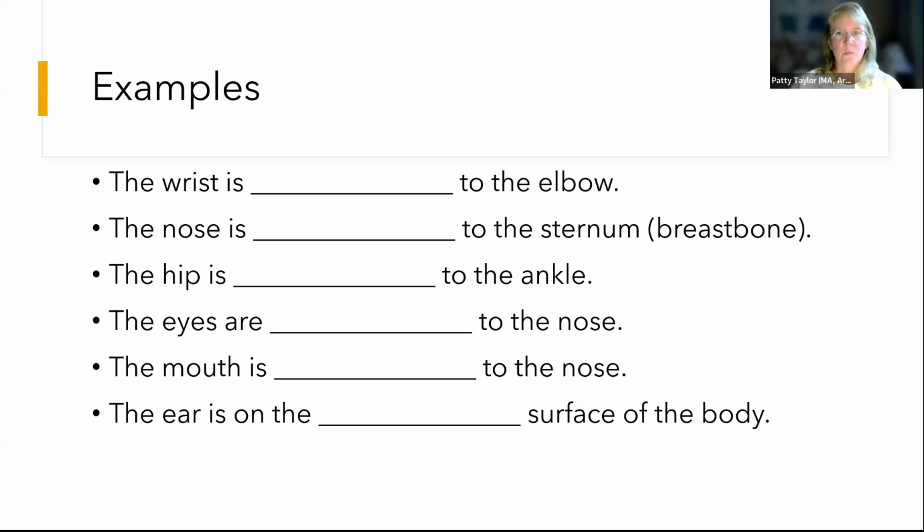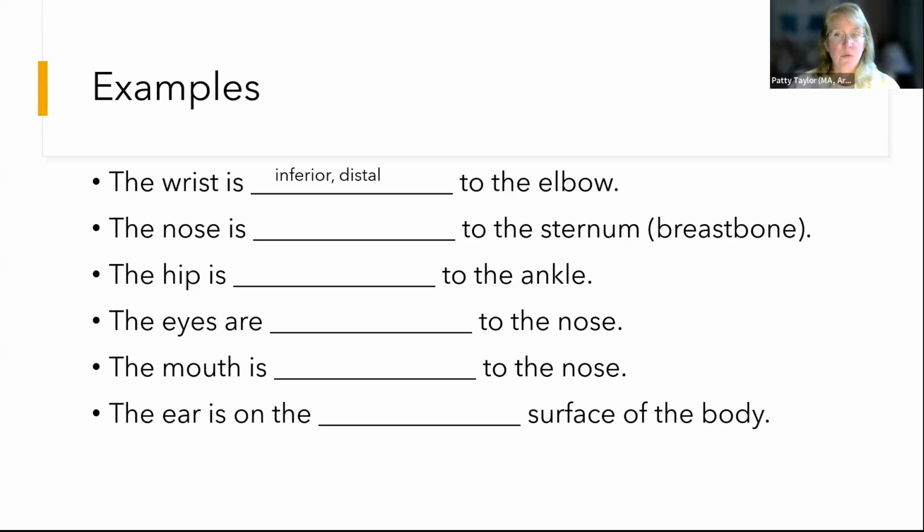Let's do answers. So for the very first question, the wrist is blank to the elbow. What we're trying to do is describe the relationship between these two body parts. There may be more than one correct answer. So what'd you come up with for this one? One thing you could say is the wrist is inferior to the elbow. That means it's further from the head than the elbow is. Or you could say it's closer to the feet than the elbow. Since inferior and distal can be used interchangeably on arms and legs, let's also place distal as a possible correct answer.